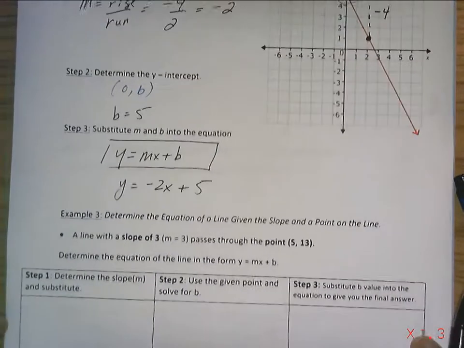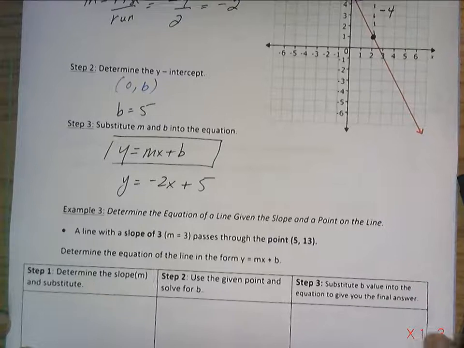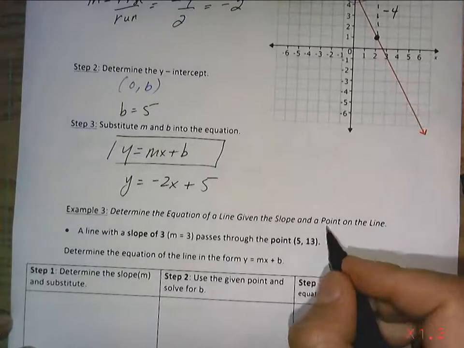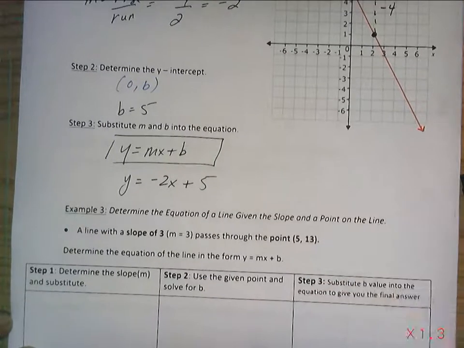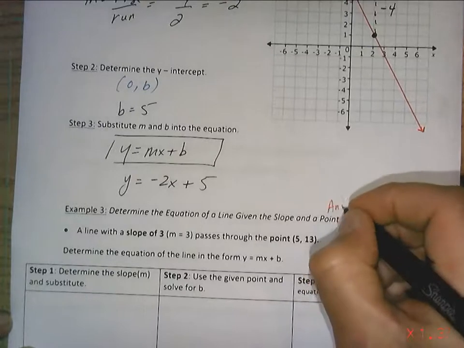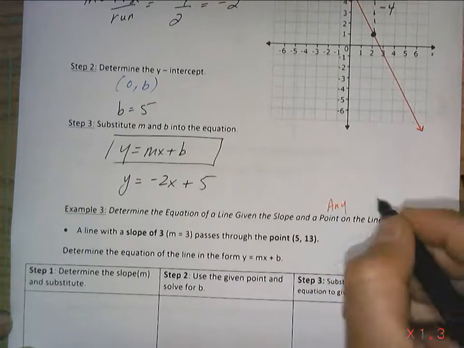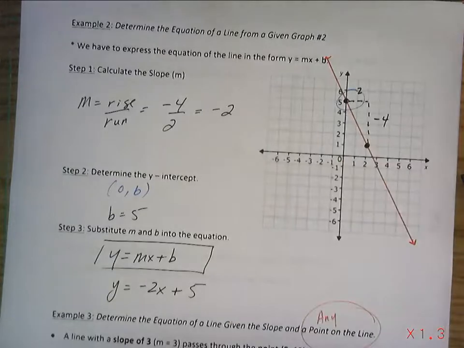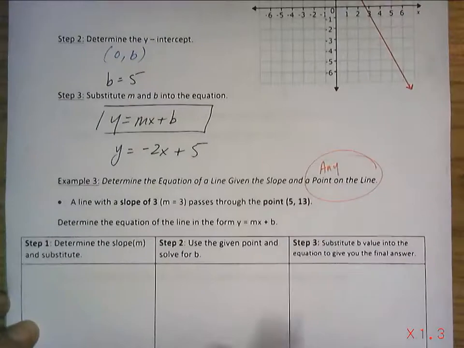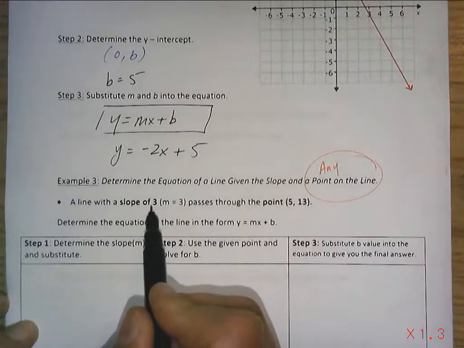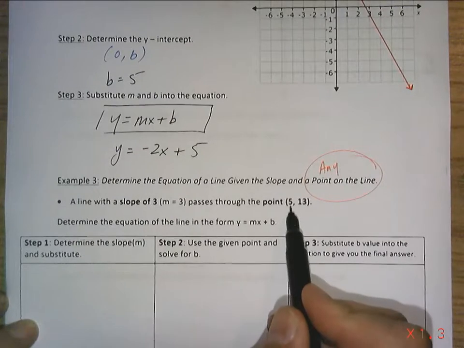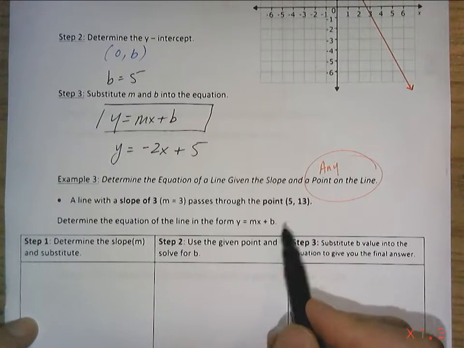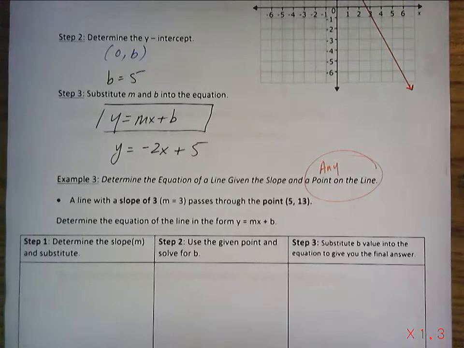Example 3. Determine the equation of a line given a slope and any point. So, not just a y-intercept, because that's the b value, but this is going to give us any point. So a line with a slope of 3 passes through the point 5, 13. Now we saw a question like this in last day's homework, and I took it up in the virtual classroom. So let's see how this works.